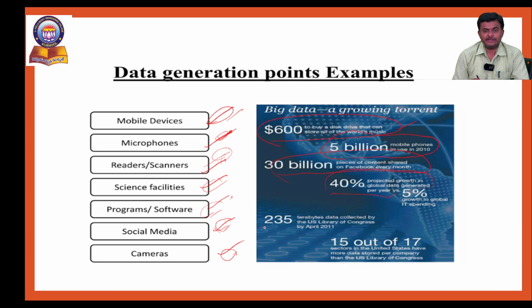Then 235 terabytes of data collected by the US Library of Congress by April 2011. And then 15 out of 17 sectors in the United States have more data stored per company than the US Library of Congress. So this is the intensity of the big data that is being generated worldwide.